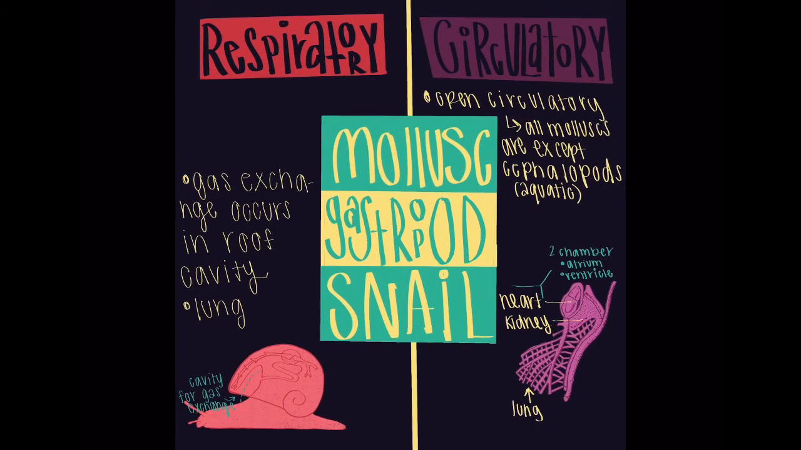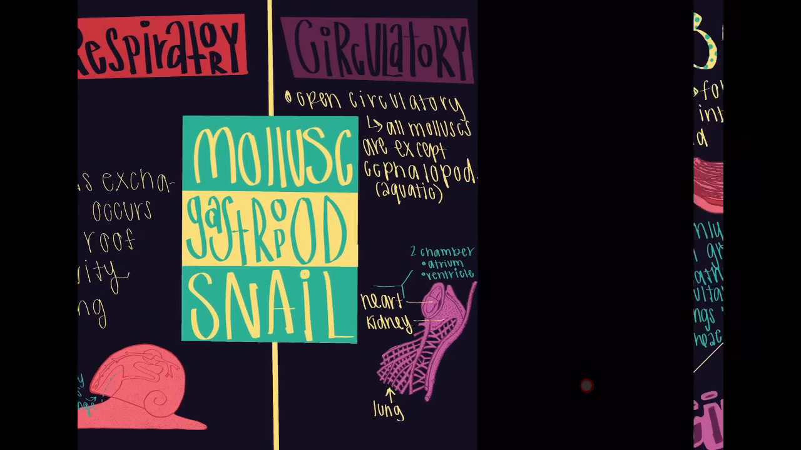Next up, mollusks. I chose snail. Mollusks breathe through the gas cavity in the roof of their shell, in this little cavity where gas is exchanged and it goes all in. Snails also have an open circulatory system, and this is true to all mollusks except for cephalopods, which are aquatic. And their heart, they have a two-chambered heart, which consists of an atrium and a ventricle, and they use their lungs to breathe, as stated there. And here's a little diagram.